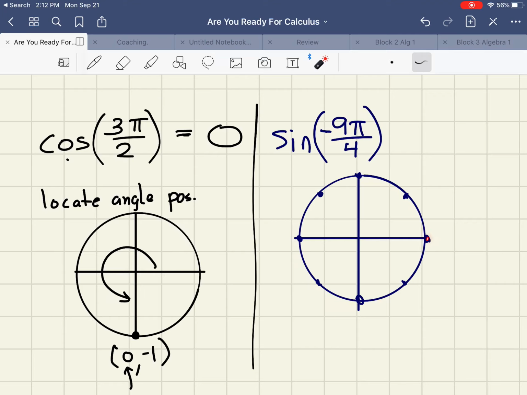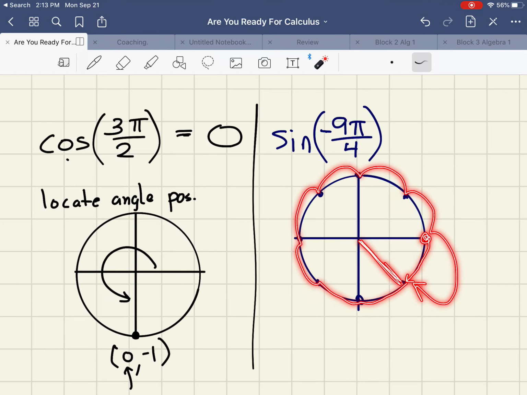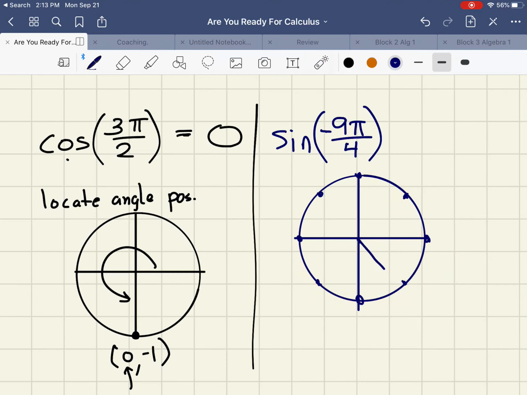And I'm going to start at 1, 0, and I'm going to count, in this case, clockwise. So 1, 2, 3, 4, 5, 6, 7, 8, 9 puts me here in the 4th quadrant. Okay, I'm going to draw my line so that I know I'm there.